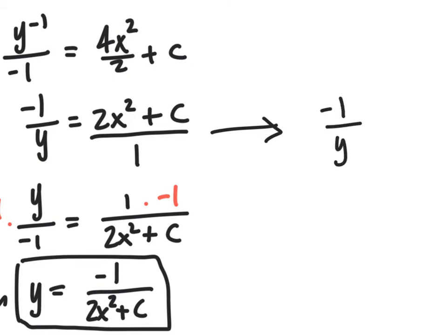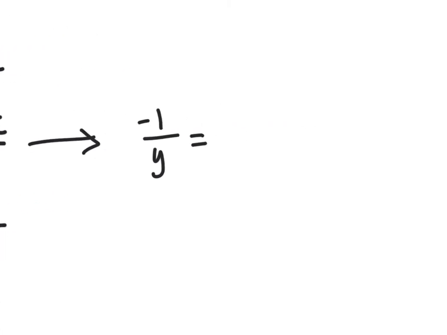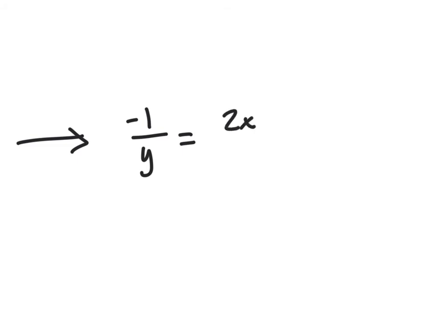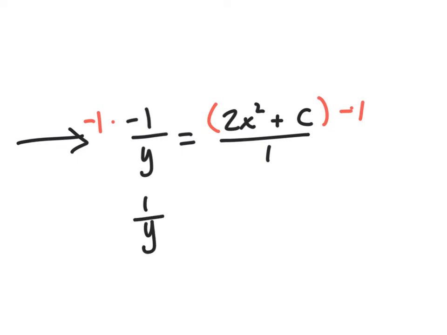negative 1 over y is equal to 2x squared plus c over 1. So 2x squared plus c over 1. Okay? And some of you, in your algebra, may think, all right, let's get rid of this negative 1 and move it over in this step. So let's say that I multiply this by negative 1 and I multiply this whole thing by negative 1. I'm going to end up getting 1 over y is equal to negative 2x squared plus c.